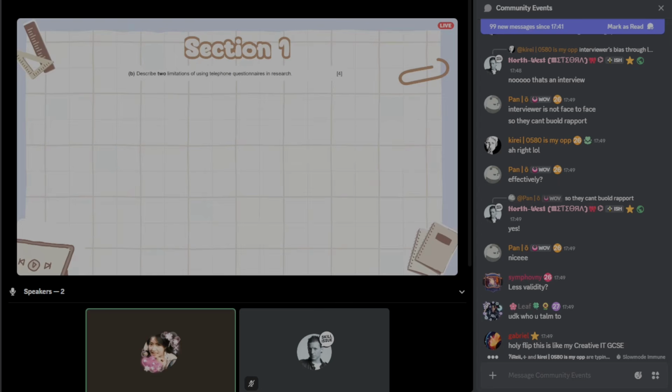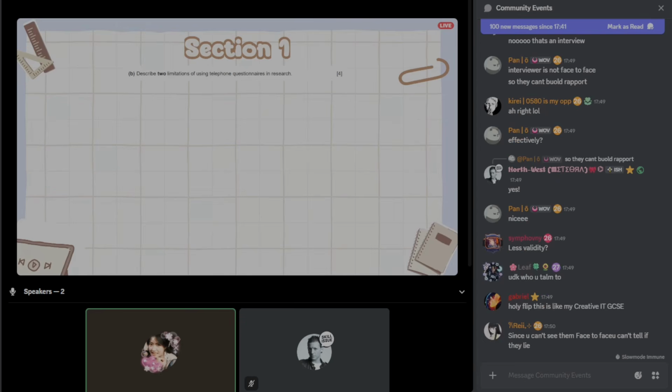Okay, so let's see. Low response rate. That is true. Some people may not answer the phone, and some people may lie since you can't see them, like not really valid. Yes, it's a major issue as many people see an unknown number and simply don't pick up, or they hang up as soon as they realize it's a survey. It's also called a non-response bias.